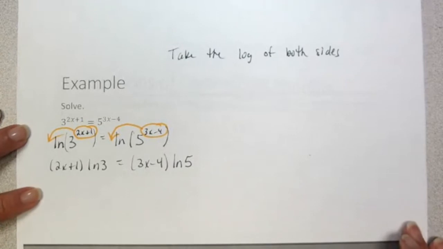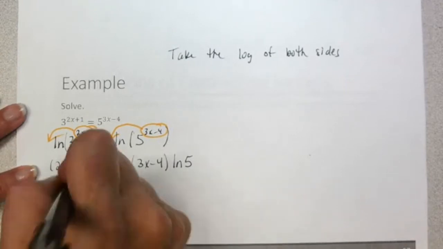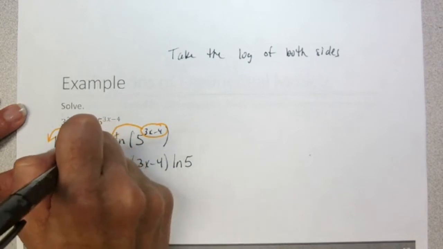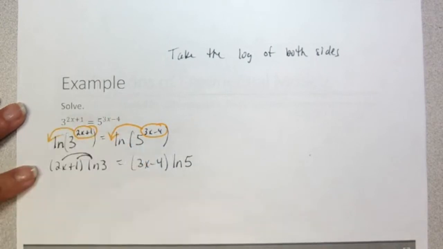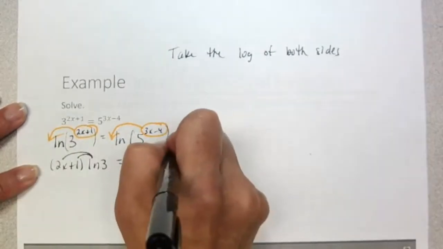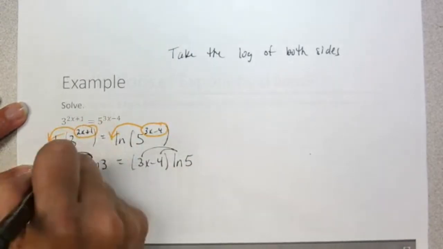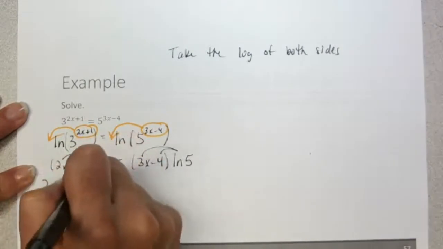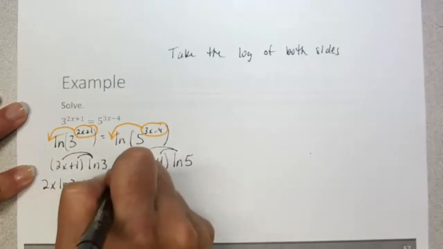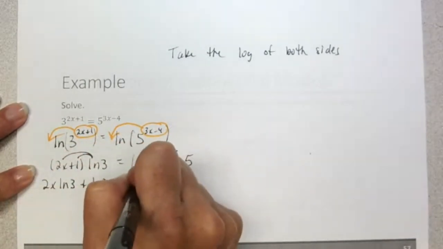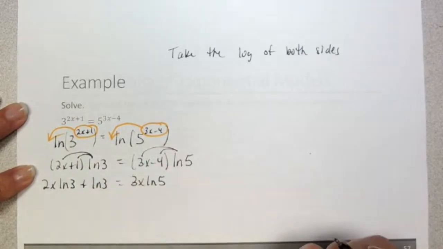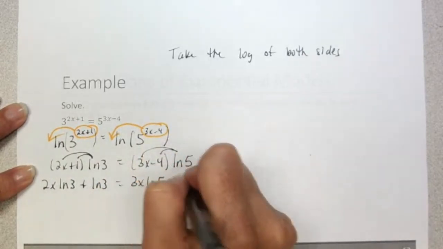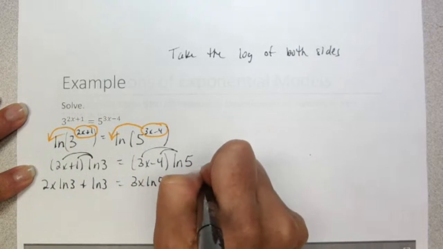All right, now what? Well, I've got parentheses here, so I'm going to go ahead and simplify. Let's distribute this natural log of 3 to both terms and the natural log of 5 to both terms. All right, so then I'll have 2x times the natural log of 3 plus 1 times the natural log of 3 is equal to 3x times the natural log of 5 minus 4 times the natural log of 5.